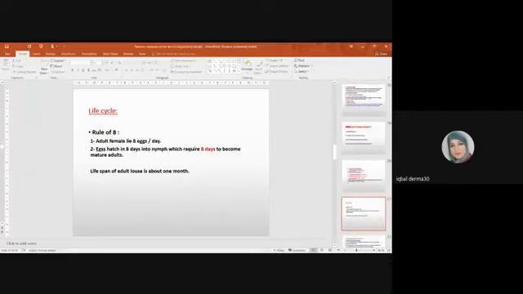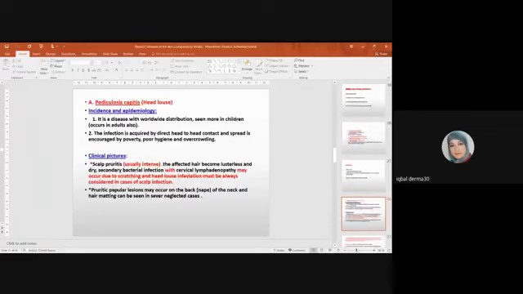What about the life cycle of this parasite? Rule of 8. The adult female lays 8 eggs, which hatch within 8 days, and require 8 days to become mature, and its lifespan is about 1 month. This is important to know why we repeat the treatment every week, because it needs 8 days to hatch and 8 days to mature.